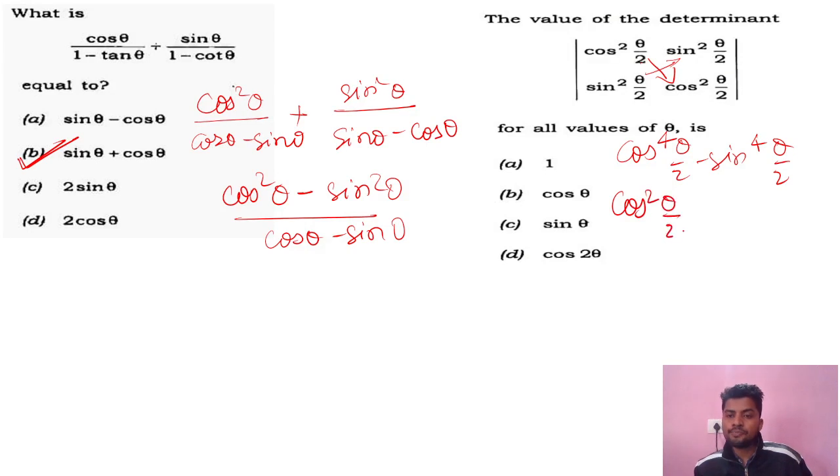So a minus b is what? Cos square theta by 2 minus sine square theta by 2, and a plus b is the positive of it. If the positive of it, it would lead to what? It would lead to 1, because cos square plus sine square is 1 according to the Pythagorean trigonometric identity, and it will lead to cos square theta by 2 minus sine square theta by 2, and that would lead to the half angle formula, cos theta. Okay, so this way we solve.